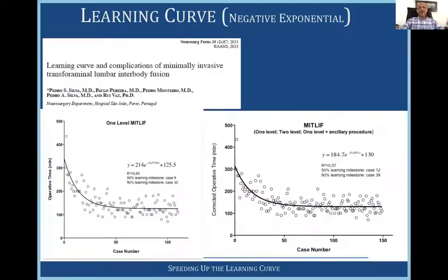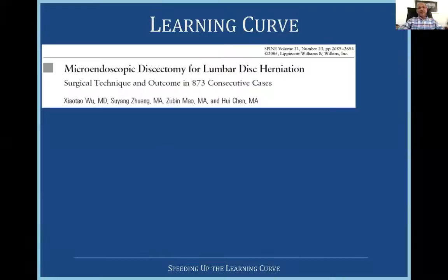So the learning curve is a negative exponential. That's what they showed: there is a curve that goes down in the reverse direction, showing that slowly and gradually the corrected operative time keeps on plateauing once you've done up to 40 cases. So 90% of the learning milestones is reached by 40 cases.